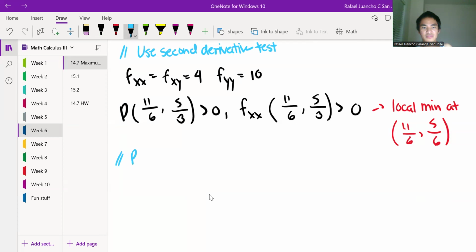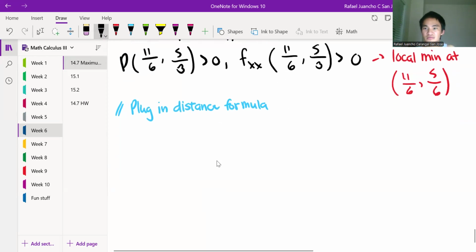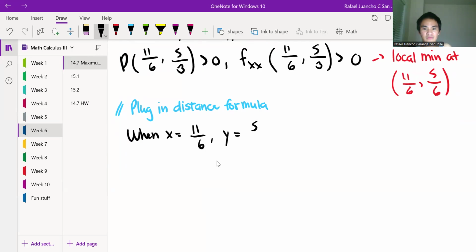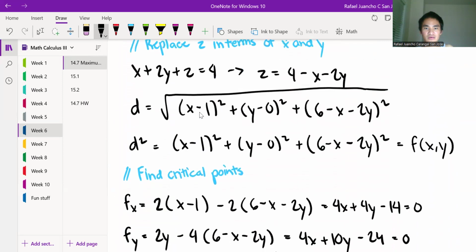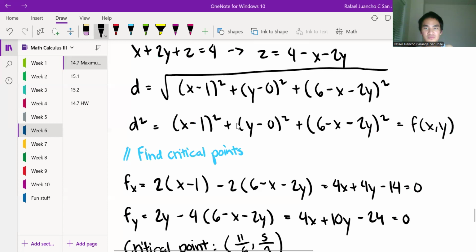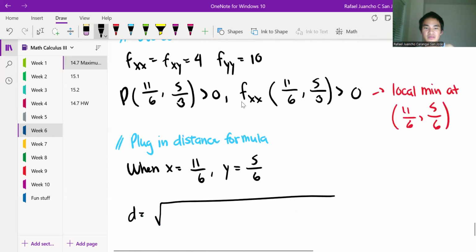Well, now we can just plug in the distance formula, right? I don't even think I needed to do this second derivative test. I just needed to do this. Okay, so let me say when my x value is this and my y value is this, then my distance formula would be x minus 1 squared plus y. So basically, I just plug everything in.